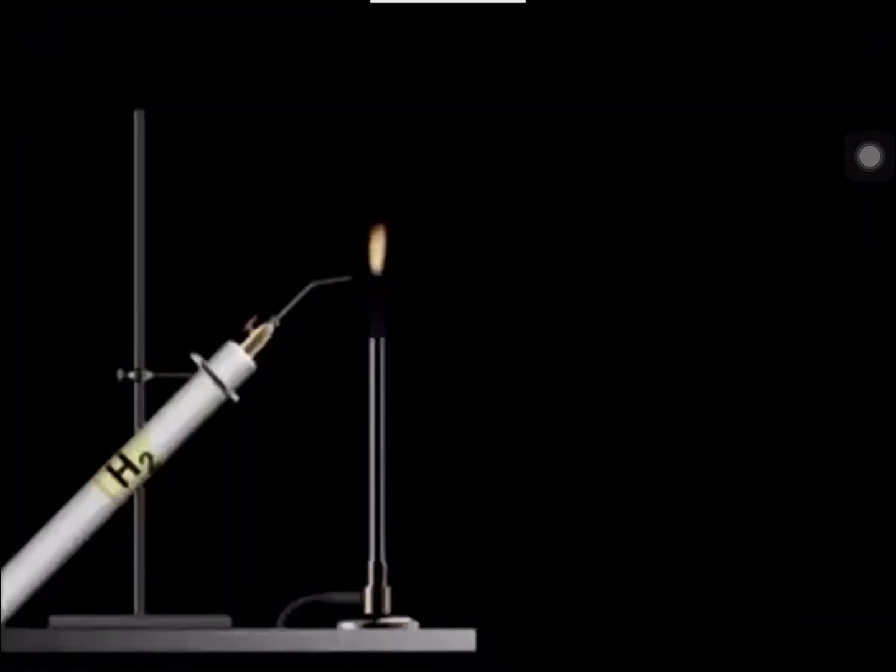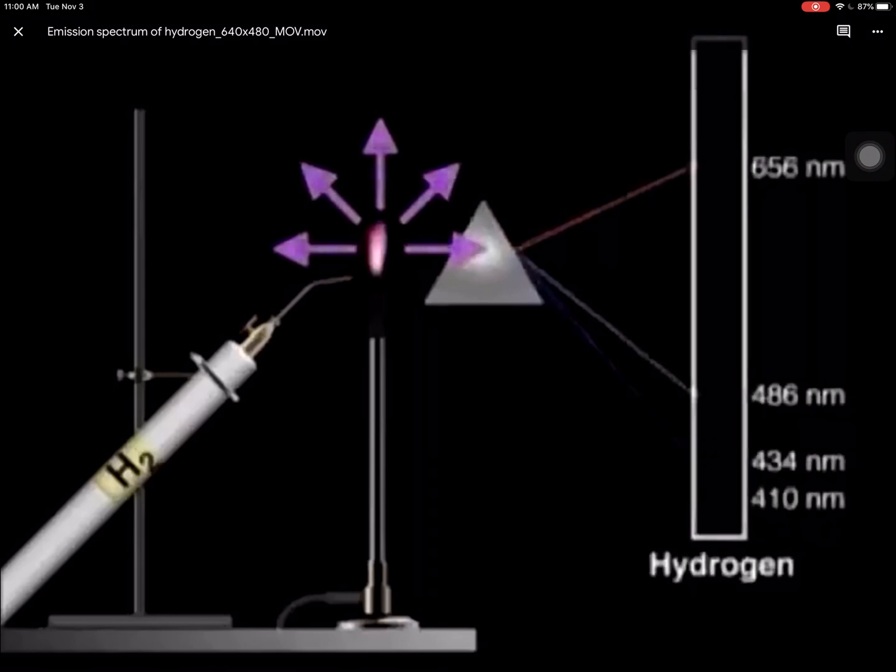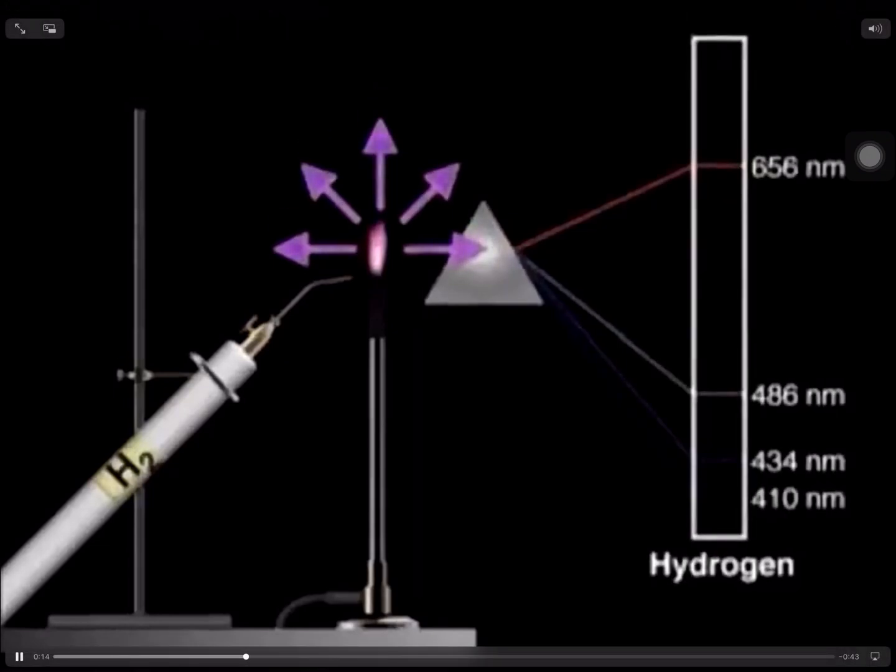If a sample of hydrogen gas is heated, it gives off light. When you view this light through a prism, you'll see an emission spectrum consisting of bright lines at specific frequencies.